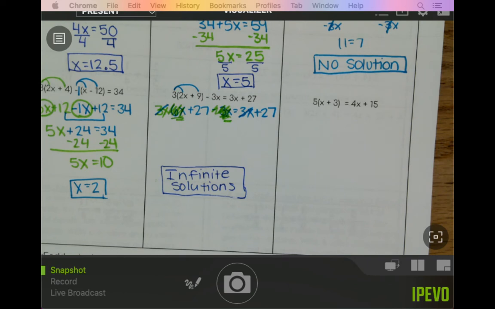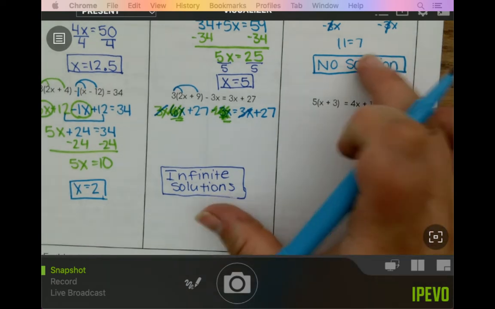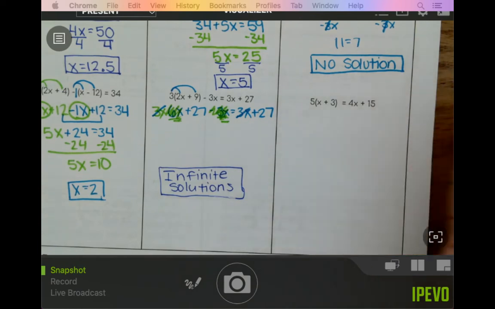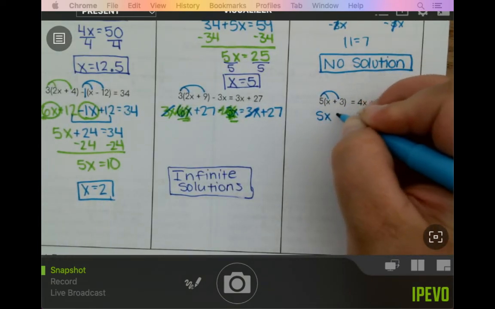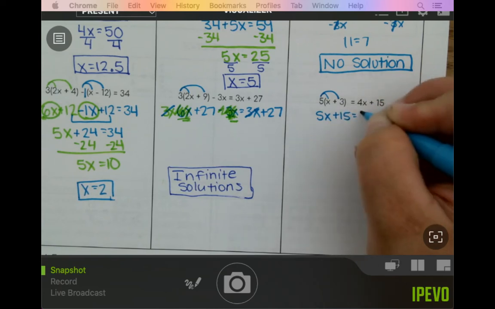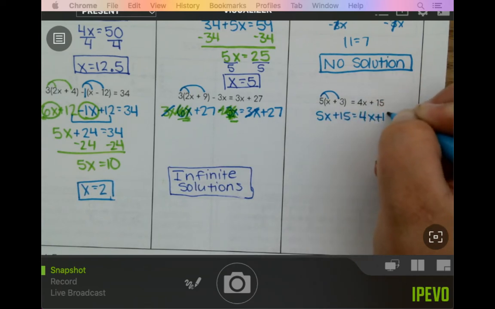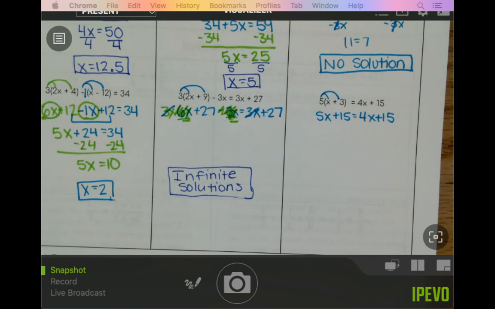I know this is kind of long because we're solving 6 different equations, but each one kind of has their own thing. This last one is probably the most important to put with these two, because what happens is you're going to multiply and get 5x plus 15 equals 4x plus 15. And again, your brain's going to catch things like, hey, there's a 15 on both sides.